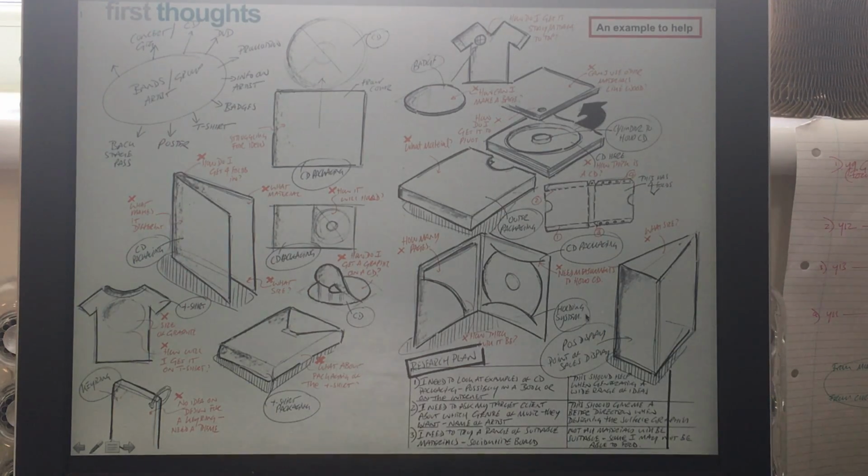Here's an example. Don't copy this, but this is the kind of thing that we're going to be doing. That's the one I'm going to demonstrate in the next video. I've got a spider diagram here, and then some ideas about CD packaging. I've got some ideas for t-shirts. I've got some ideas for maybe badges or backstage passes or point of sale displays and things like that on the side. So it's just an example to help you. Okay.